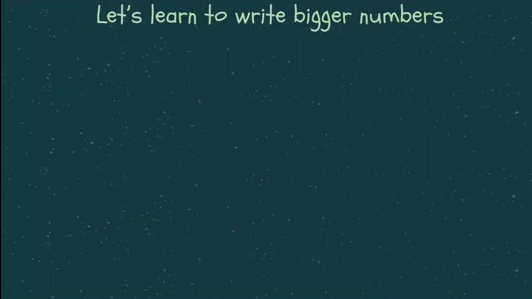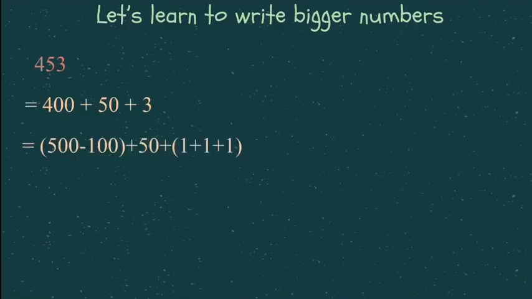Now let us take some bigger numbers. For example, we have 453. That is 400 plus 50 plus 3. So 400 can be obtained by subtracting 100 from 500. 50 can be written as it is, and 3 is nothing but adding 1 three times.